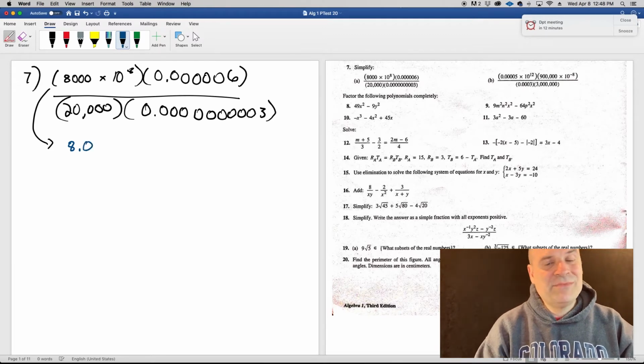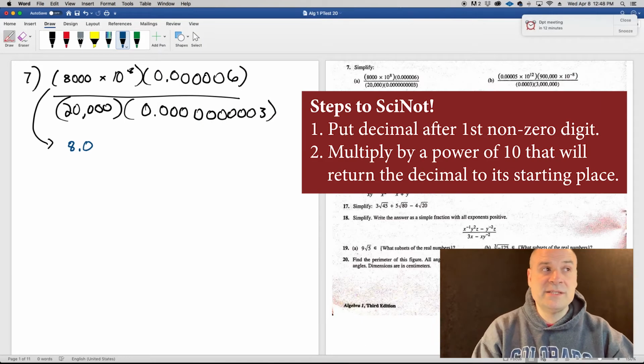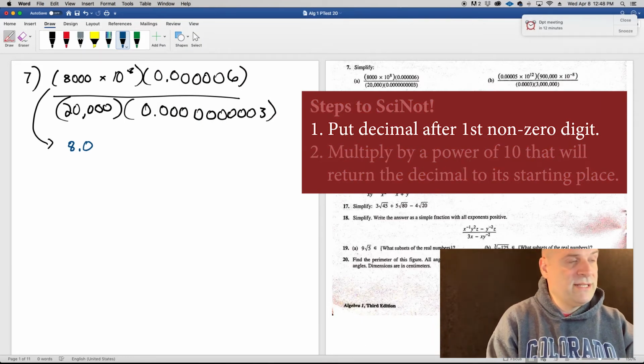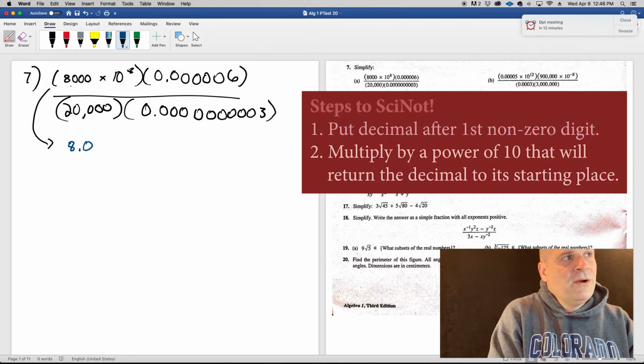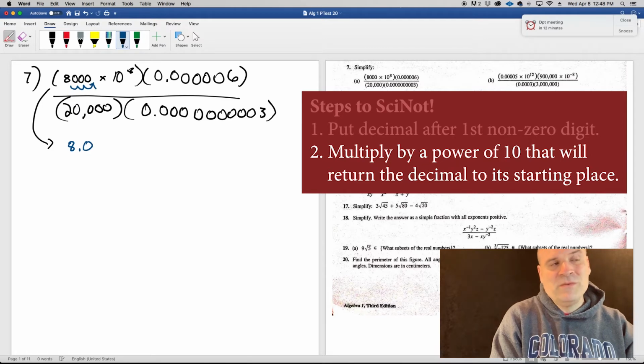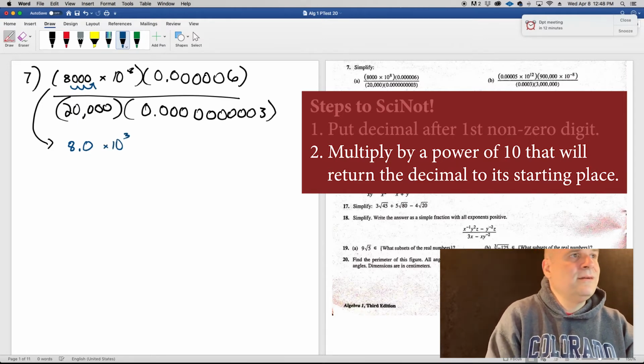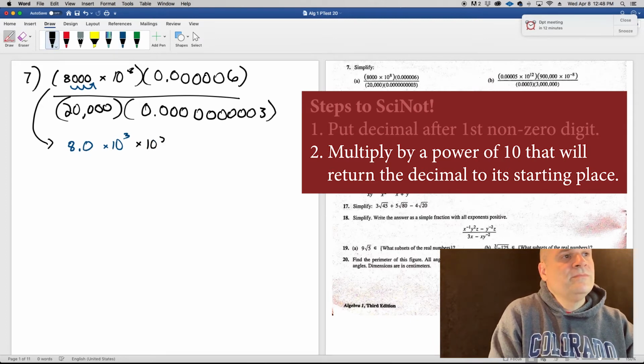So remember the steps to putting stuff in scientific notation. Number 1, put the decimal after the first non-zero digit. There it is. And then you're going to multiply by a power of 10 that will move it back to its original starting place. So we're going to have to move it 3 to the right. Okay, so that's 10 to the 3rd. But we're already multiplying by this 10 to the 8th, remember?